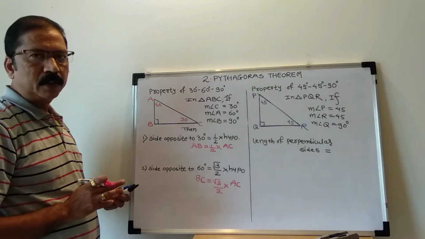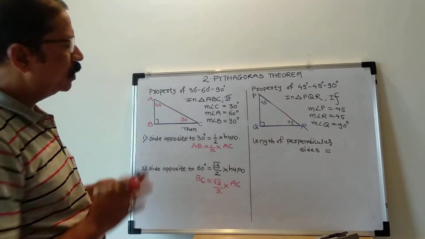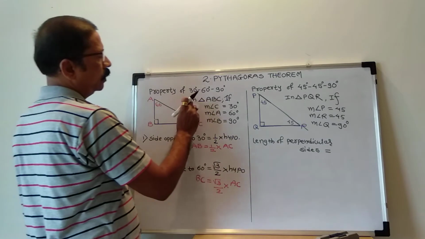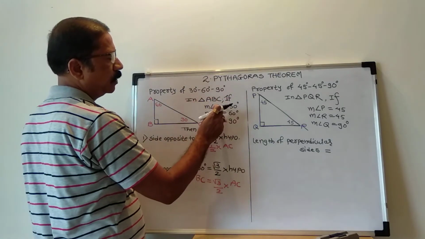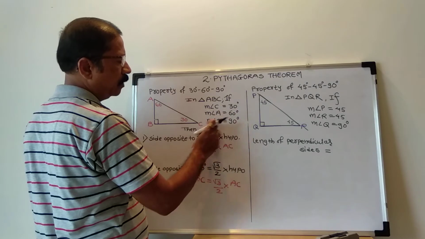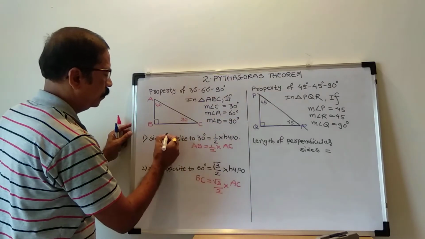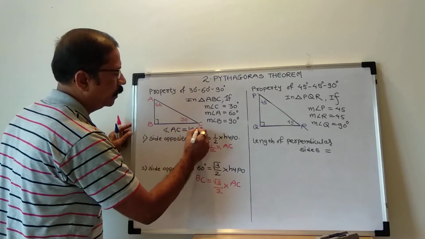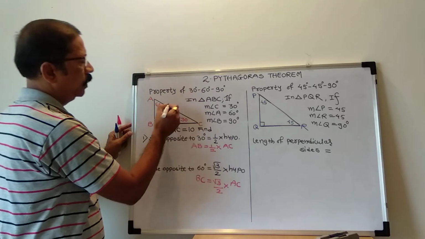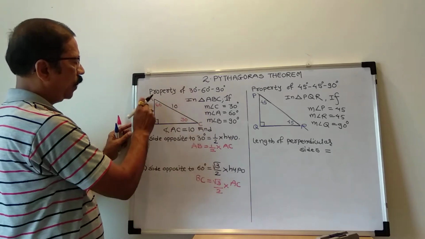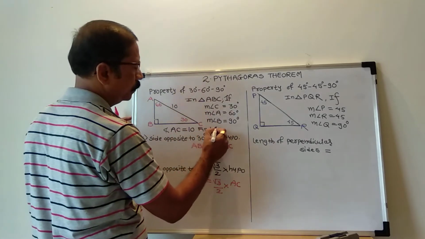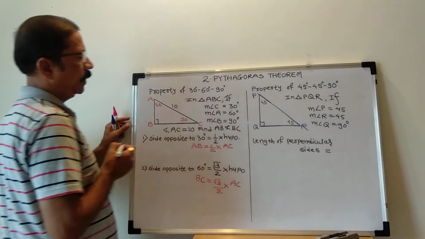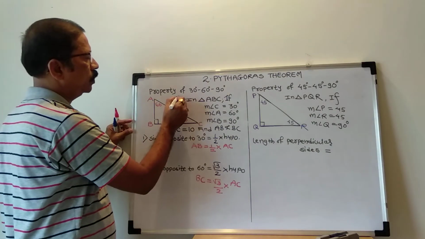Now we will learn one sum related to this property. Suppose in triangle ABC, angle C is 30, angle A is 60, angle B is 90 degree, and AC is equal to 10. Find AB and BC. This is the question.